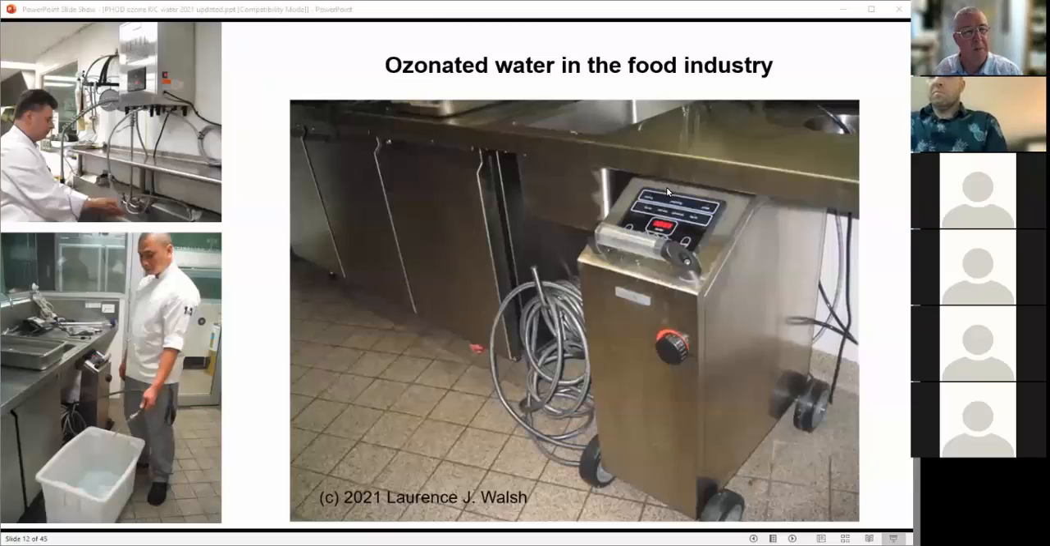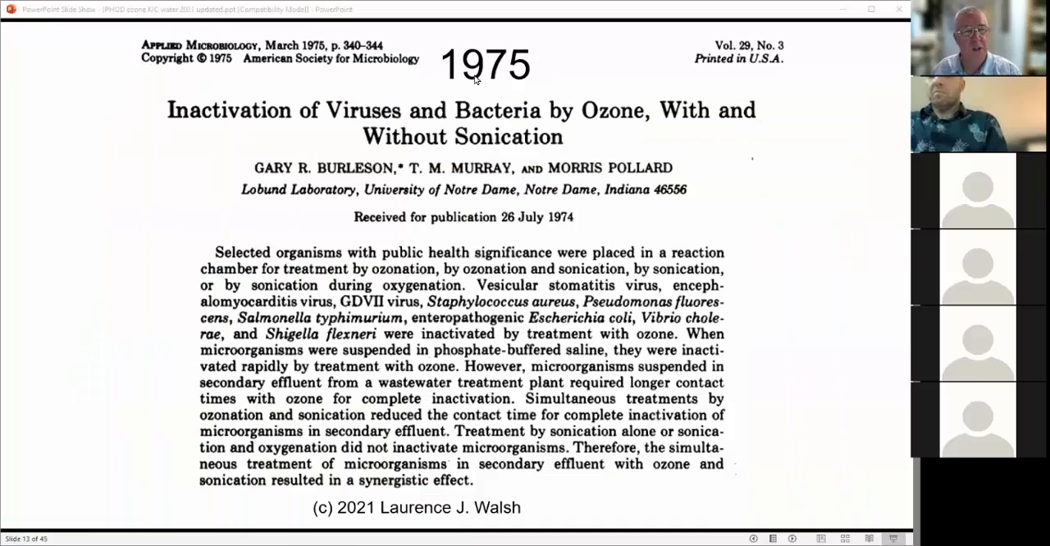Here are some examples from Rockpool Restaurant in Sydney, showing some of the underbench water ozonators that are used to basically spray down the seafood and the lettuce and so on in order to keep those things optimally fresh. Now, all this sounds great.